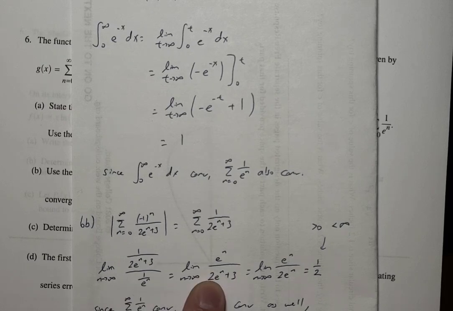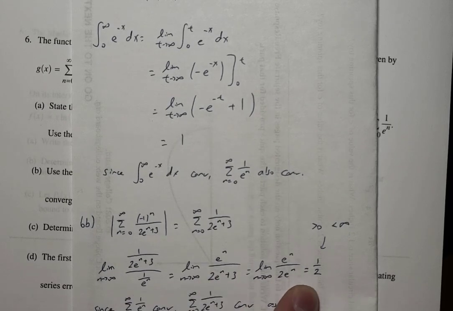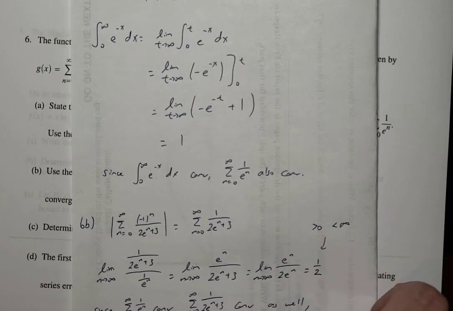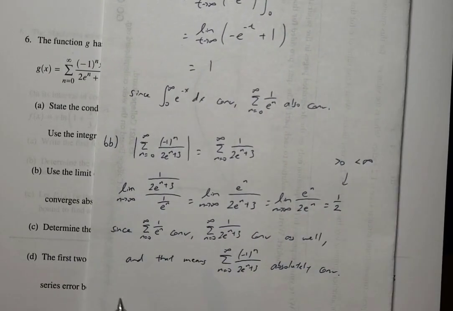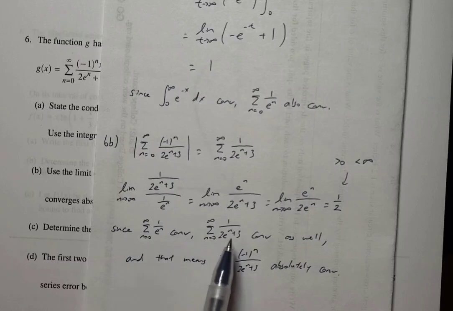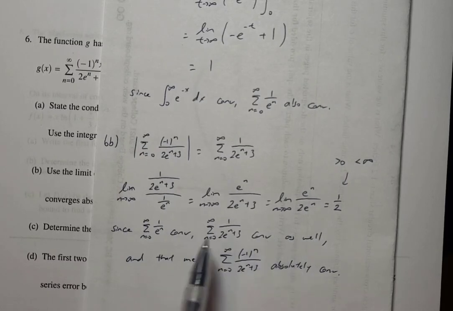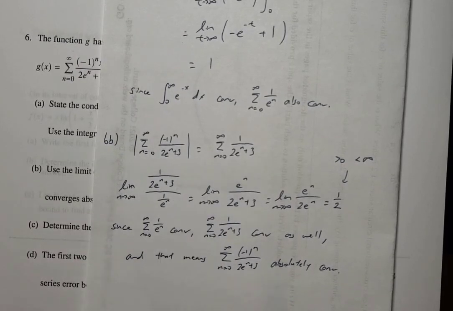So we write it like this. We can do L'Hopital's rule, and the limit is one half, which is finite and positive. I wrote it like that. I don't know if you need to write that. We'll see the scoring guidelines in a bit. Since this converges, this also converges by the limit comparison test. And that means this converges absolutely, since we showed that up here.